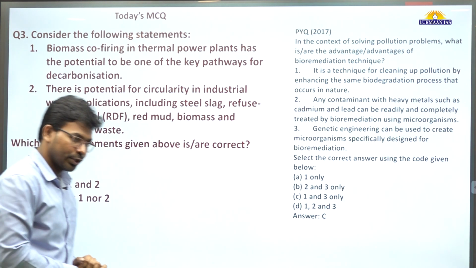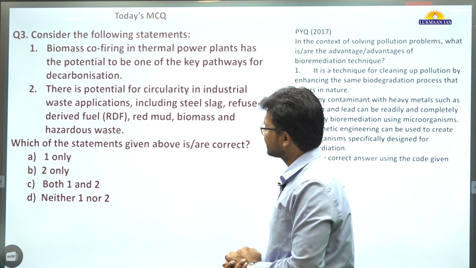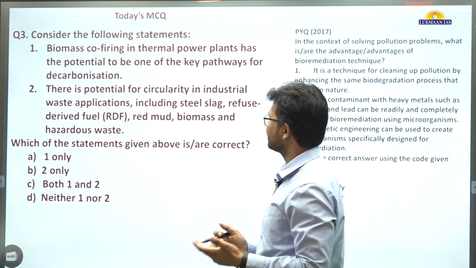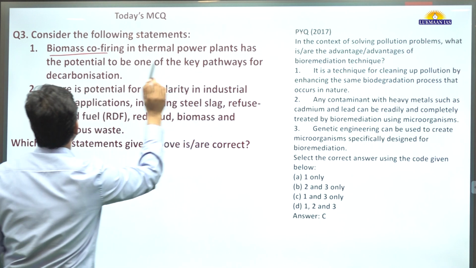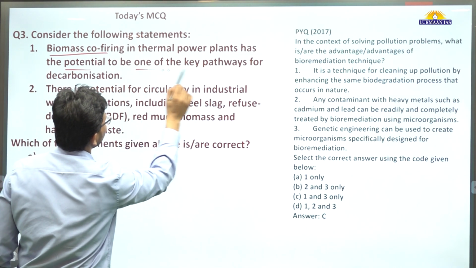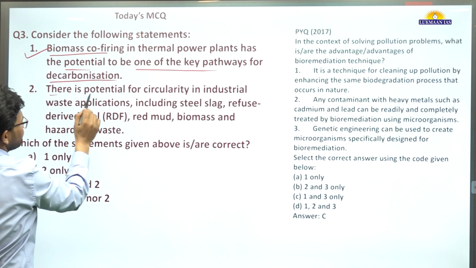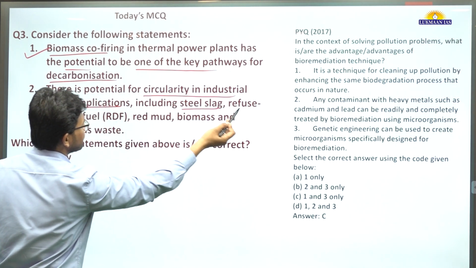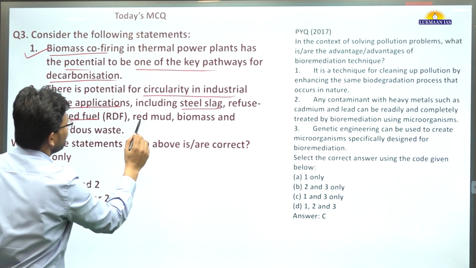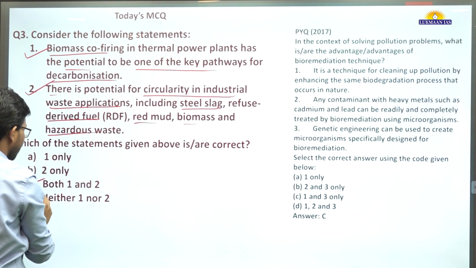Then we have another question, question number 3. We'll go through this question. Consider the following statements. They have given 2 statements. Biomass co-firing in the thermal power plants has the potential to be one of the key pathways for decarbonization. This is right. There is potential for circularity in industrial waste applications, including steel slag, refuse derived fuel, red mud, biomass, and hazardous waste. This statement is also right.